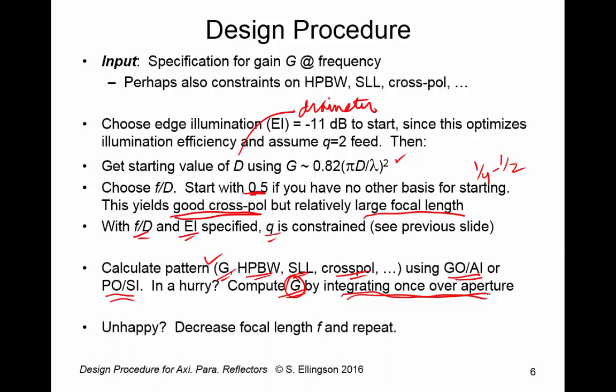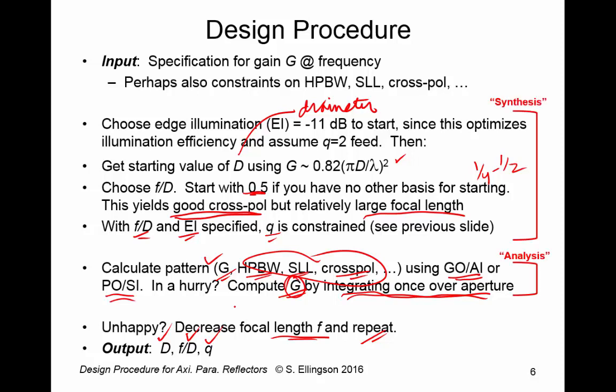Now, if you're unhappy with the design you end up with, or how these things turned out, then you decrease the focal length, because that's the parameter that remains free in this procedure, and repeat. And then you would iterate until you found an acceptable trade-off among these parameters, parameterized now in the focal length. And the output then is the diameter, the f over d, or alternatively just the focal length, and Q, which describes the feed.